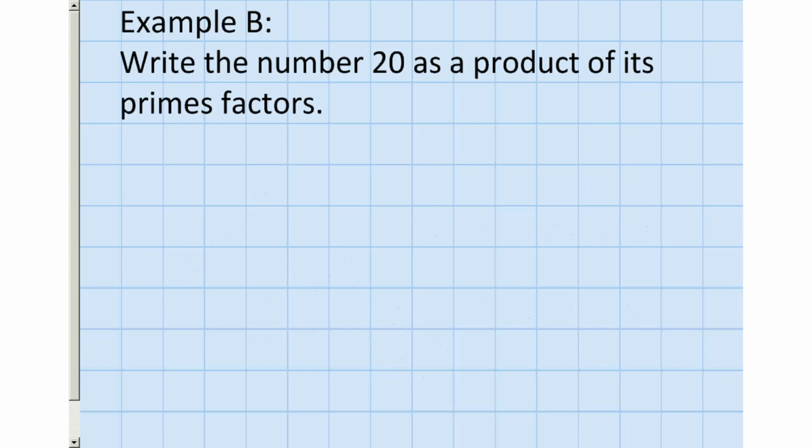Do another example. Write the number 20 as a product of its prime factors. So again, start by writing the number 20. What can we divide 20 by? Again, I'm going to think simple. We can divide it by 2. How many 2's do you get in 20? Well, you get 10. Can I see a prime number? Yes, I can. 2 is a prime number, so I circle that.